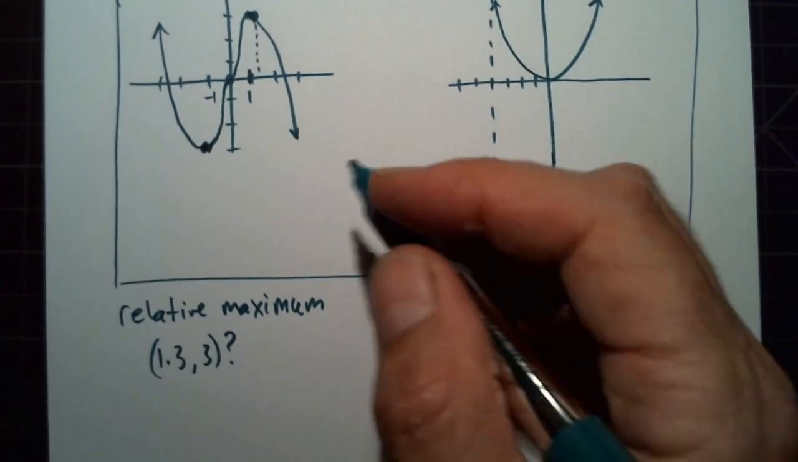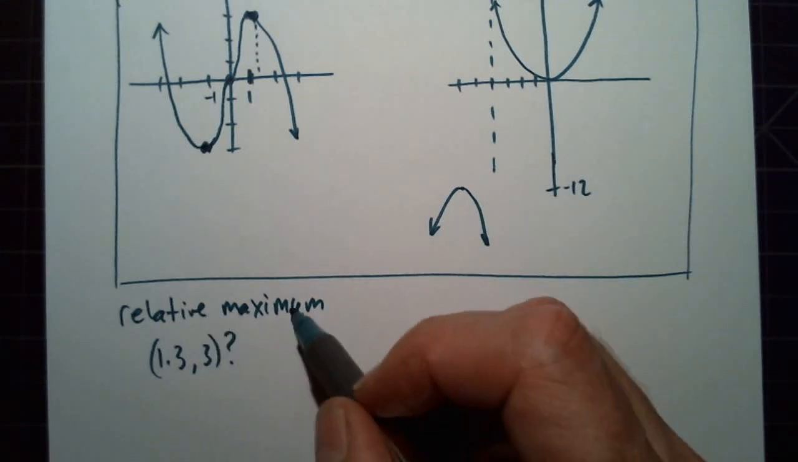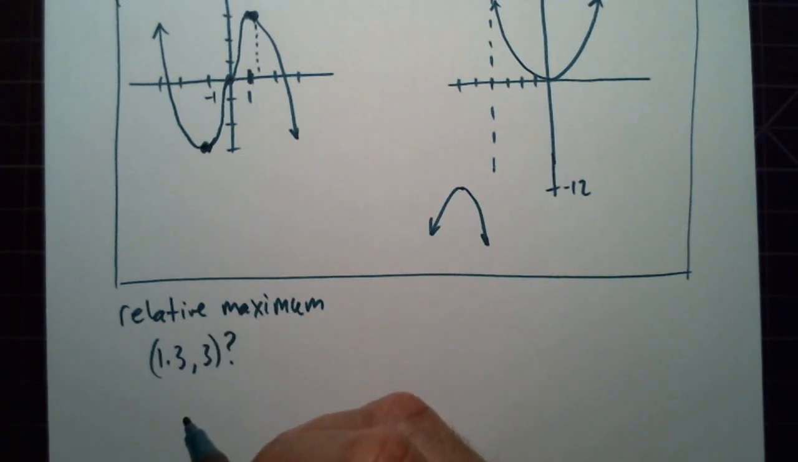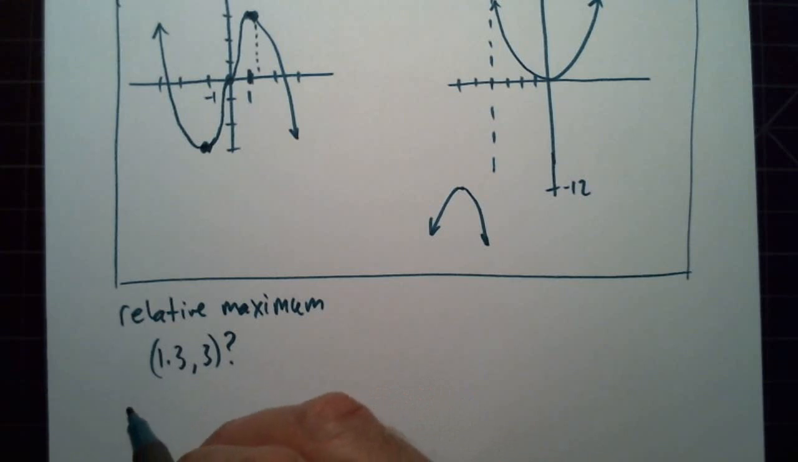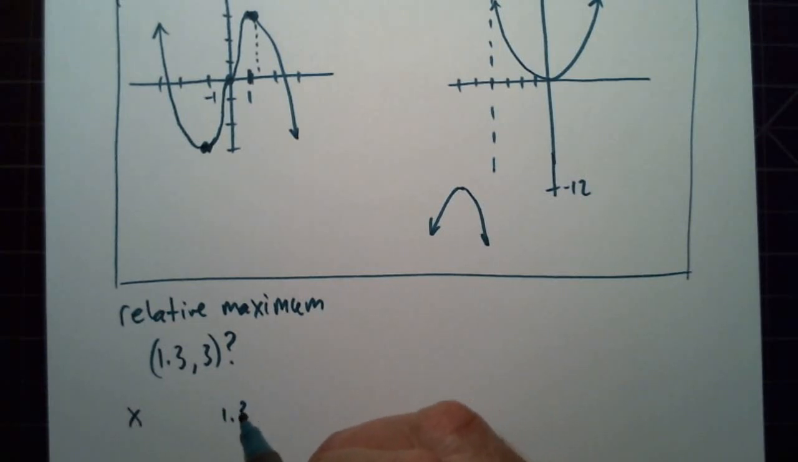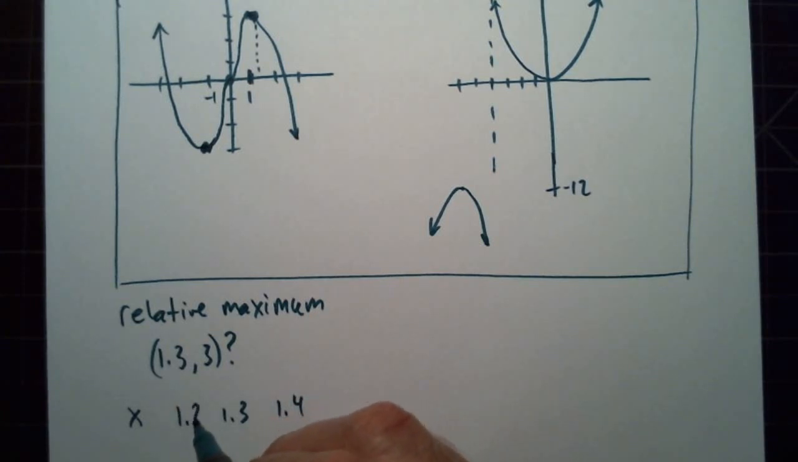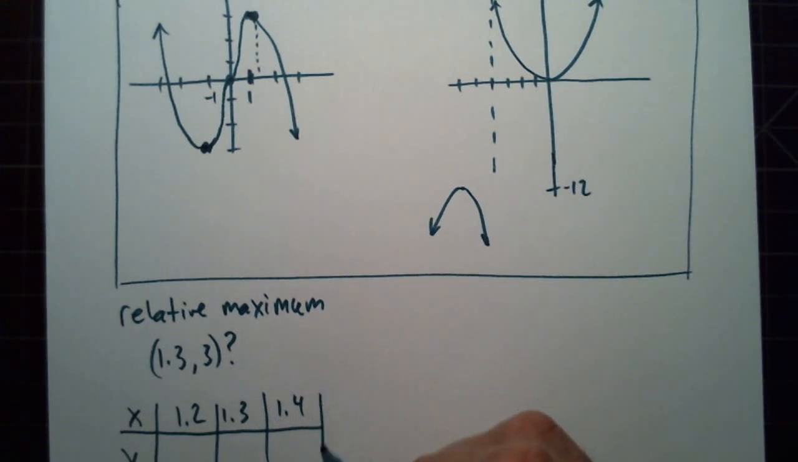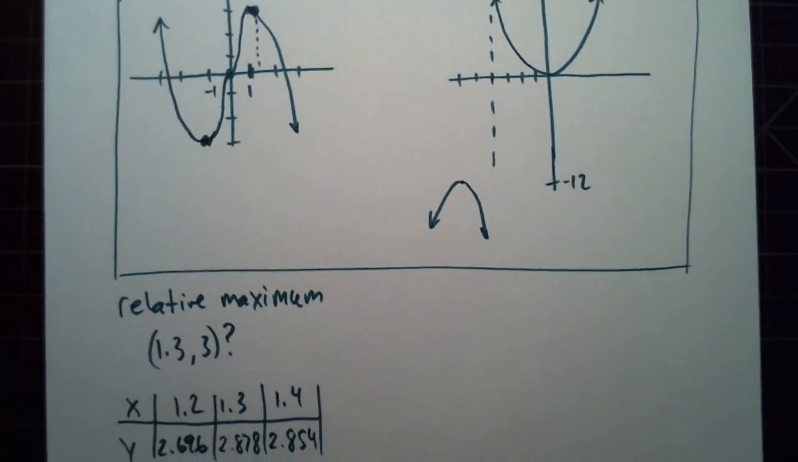And then let's test the maximum. So if we're going to test the maximum, let's look at x values on either side of 1.3. So at 1.3 we get 2.878, 1.4 we get 2.854, and 2.696.